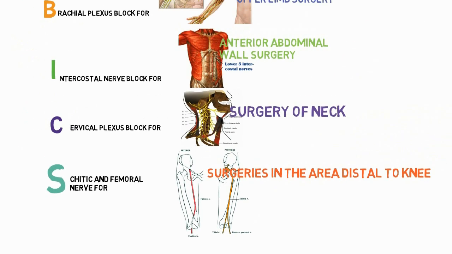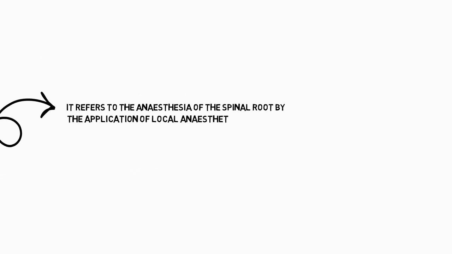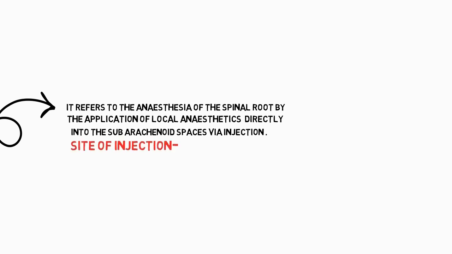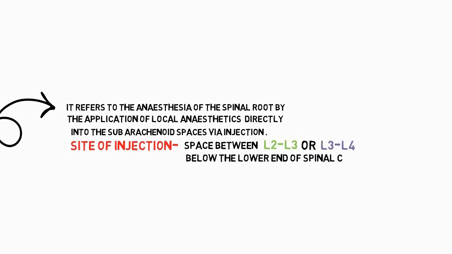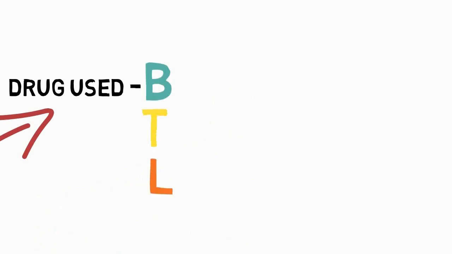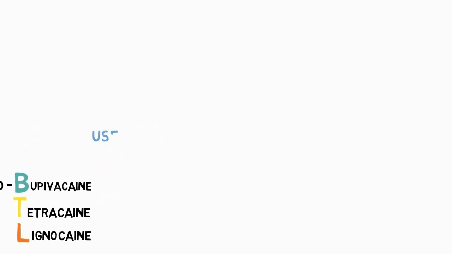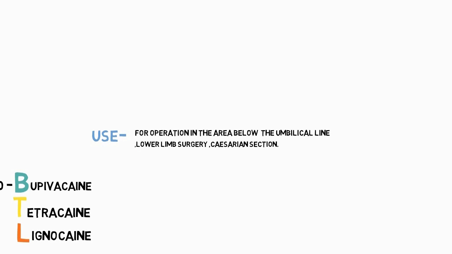Spinal anesthesia. It refers to the anesthesia of the spinal roots by the application of local anesthetics directly into the subarachnoid space via injection. Site of injection: the space between L2-L3 or L3-L4, below the lower end of the spinal cord. Drugs used: bupivacaine, tetracaine, and lignocaine. Uses: for operations in the area below the umbilical line, lower limb surgery, and caesarean section.